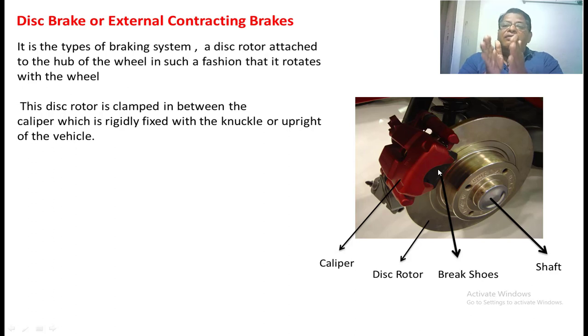Suppose the driver gives a signal, then the brake shoes press the disc so that there is some amount of friction between the brake shoes and the disc. That is transmitted to the wheels of a vehicle, so the speed of the vehicle decreases. Now, how are we going to operate these brake shoes placed in the caliper? We can operate them manually or with a hydraulic system also.